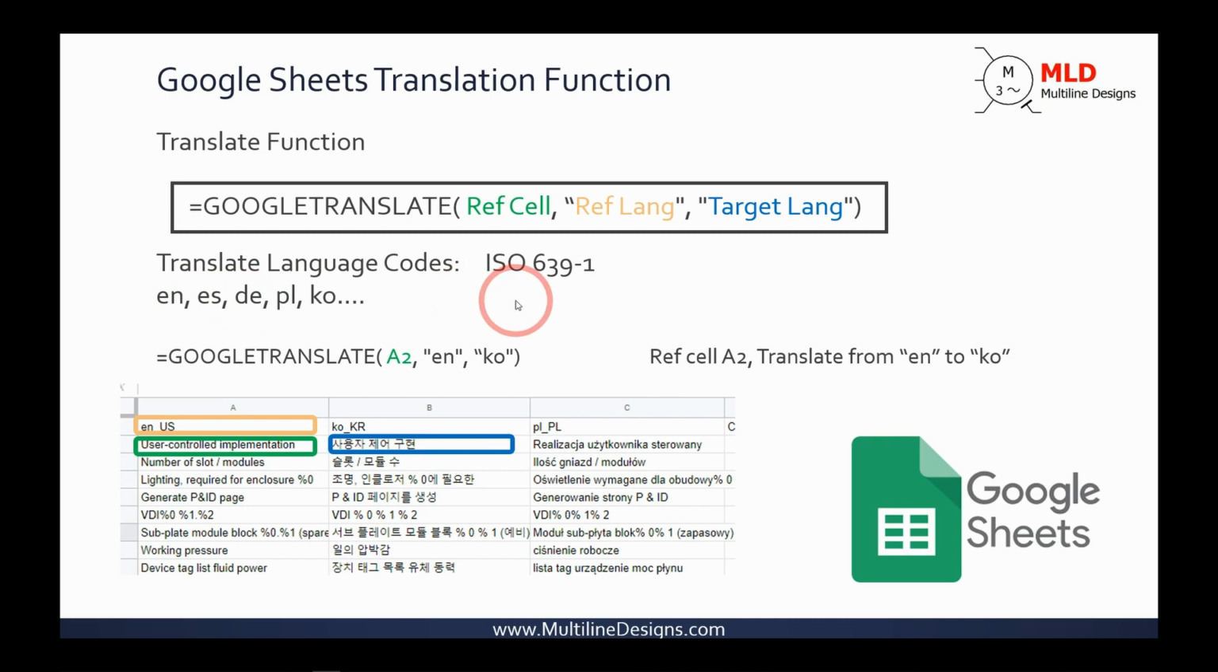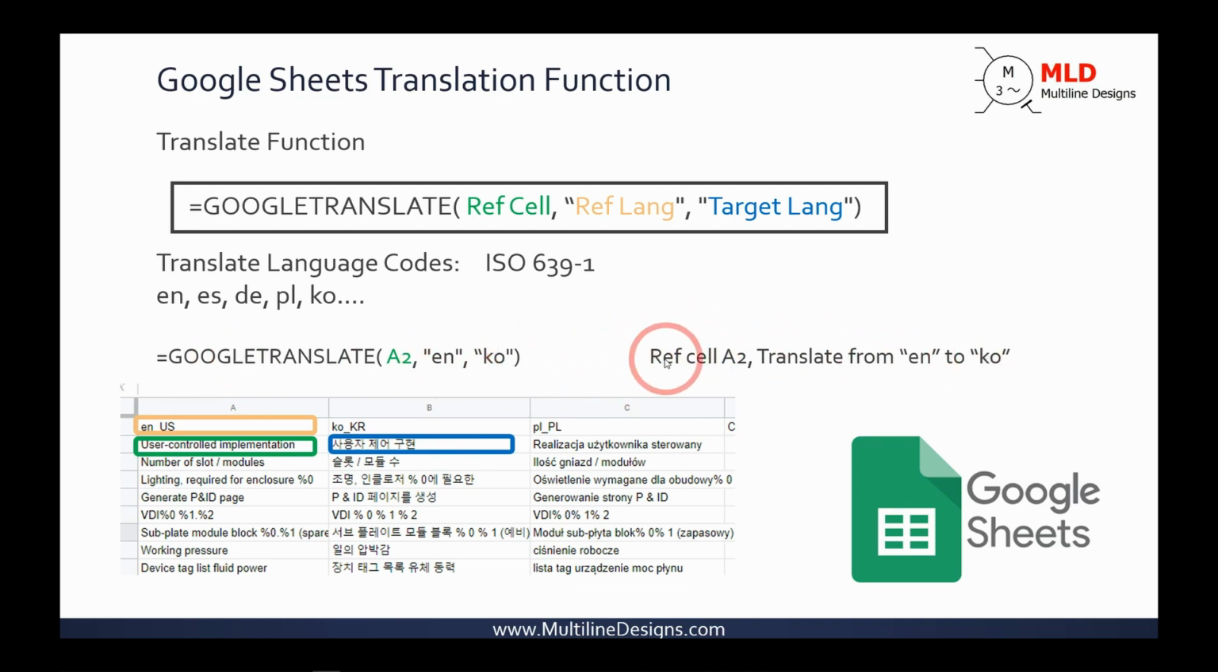It doesn't use the 4-character or 5-character code. It's simply 2 digits, so that's a little different, but they look very familiar to most EPLAN users. In this example, we're referencing an English word and we're going to translate it into Korean. So the function call would be Google Translate, and the first parameter we pass to it would be A2, the reference cell. We tell Google Translate that that cell is English, and we want to translate to Korean. So that's the function call right there.